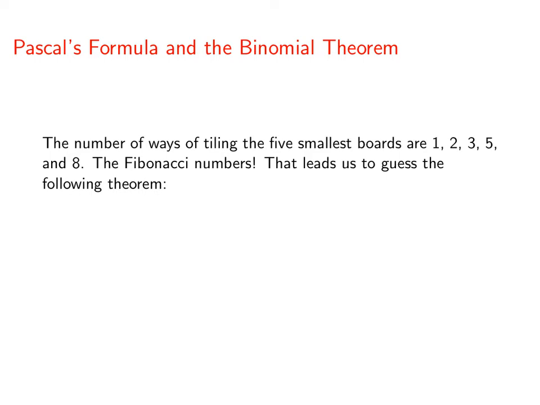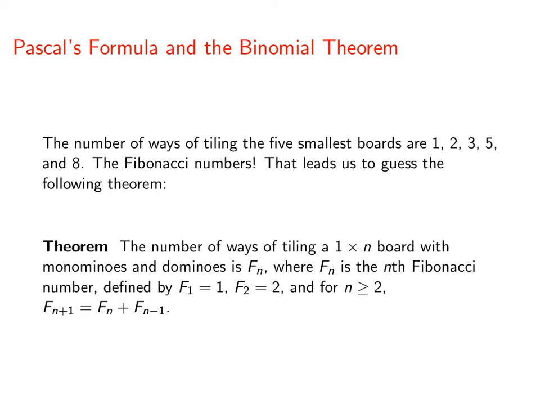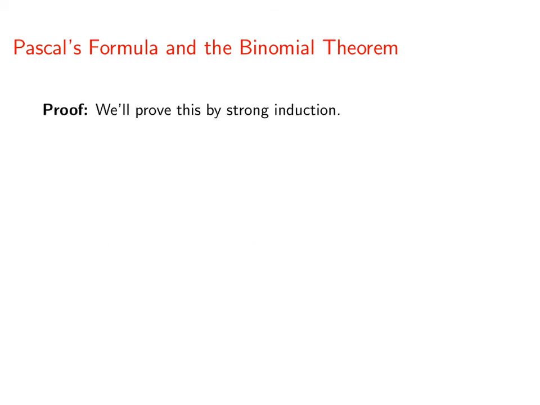All right, so that leads us to guess this theorem. The theorem says that the number of ways of tiling a 1 by n board with monominos and dominoes is f sub n, where f sub n is the nth Fibonacci number defined by f1 equals 1, f2 equals 2, and for n bigger than or equal to 2, f sub n plus 1 equals f sub n plus f sub n minus 1. And we're going to prove this now. This proof is going to be by strong induction, but it's also going to be a combinatorial proof.